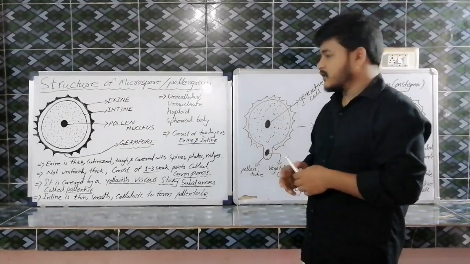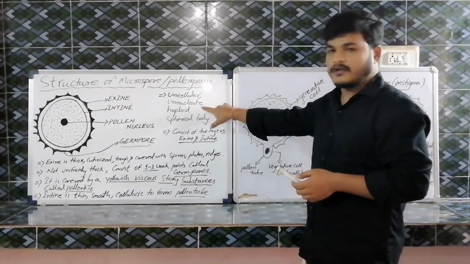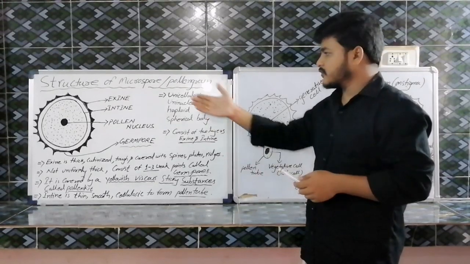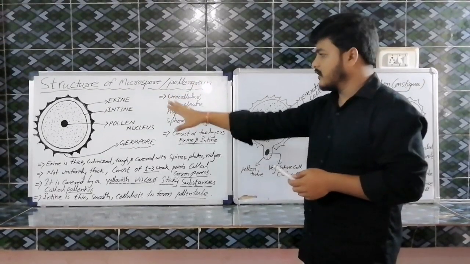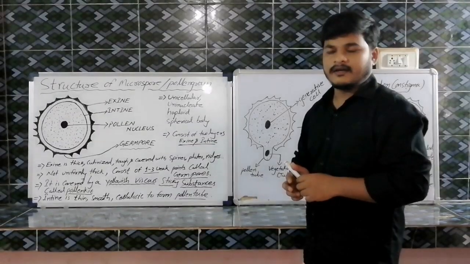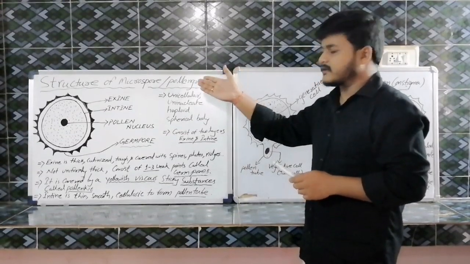Actually, mitotic and meiotic divisions take place later. So it is a unicellular, uninucleate, haploid, spherical body. You also saw the diagram, it is a rounded structure and mostly consists of two types of layer. One is your exine, another one is your intine layer. If we focus on your exine layer, it is quite thick in nature.